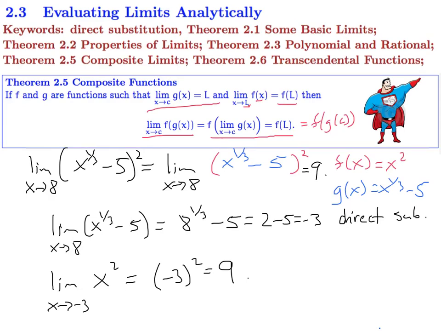Now the key feature here is that originally we had a limit of 8. We use it in our function. We directly substitute it in. And then the answer we get from the inside becomes the new limit for the outside function. We're going to do another one of these just to make sure everyone's on the same page.